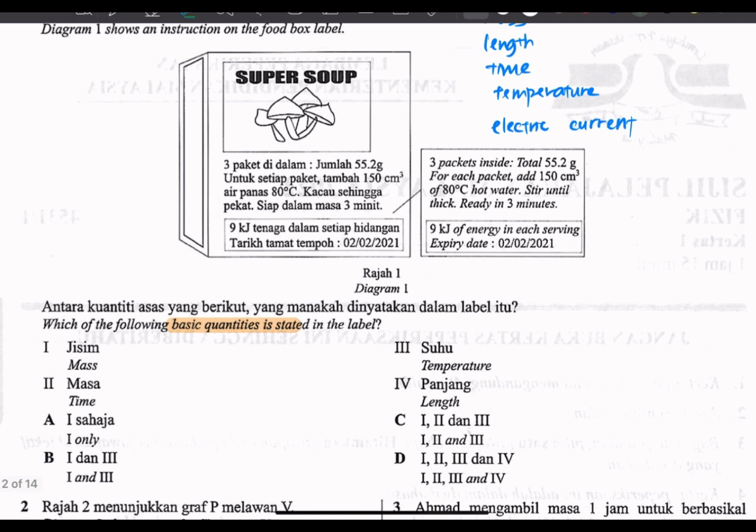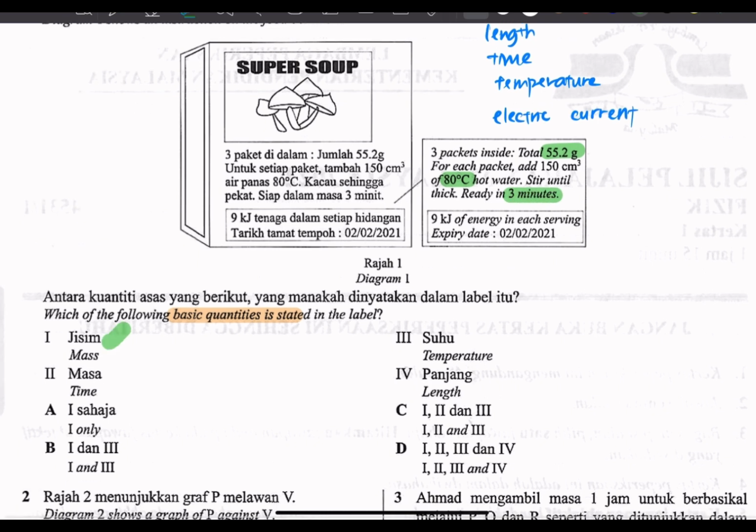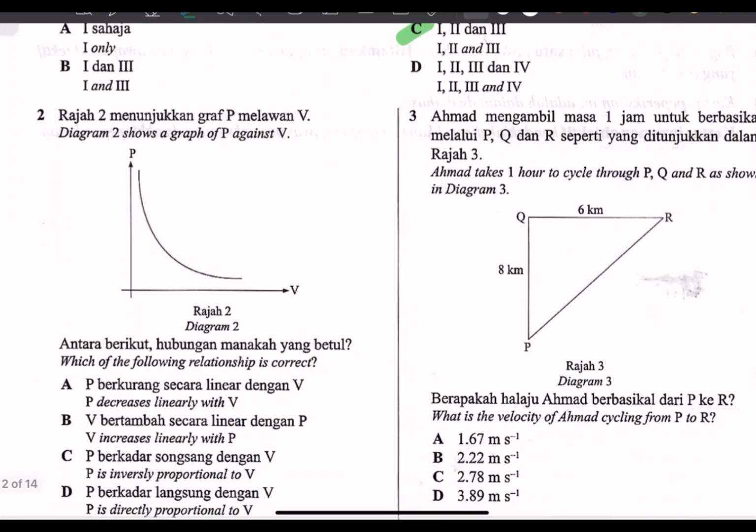So now we have mass, and then temperature, time. So we have mass, temperature, and time. 1, 2, 3.